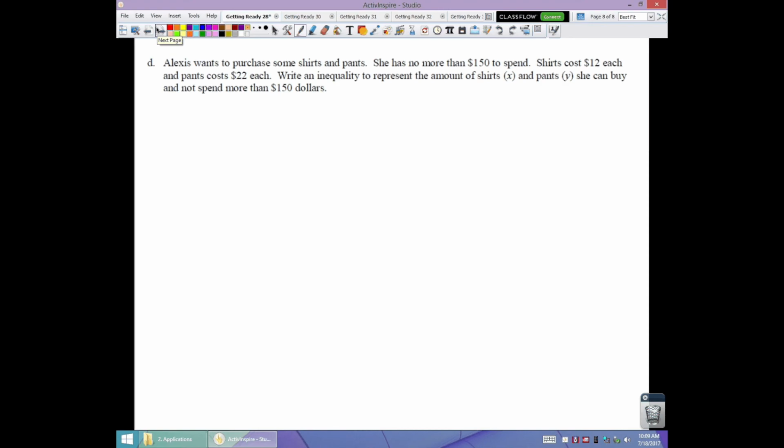Okay, next one. Alexis wants to purchase shirts and pants. She has no more than $150. No more than means I can spend less than $150 or I can spend exactly $150. So less than or equal to $150. Shirts are $12 each, pants $22 each. Shirts, I'm going to buy X of those. Pants, I'll buy Y. The money spent on shirts, since shirts were given first, added to the money spent on pants can be less than or equal to $150.